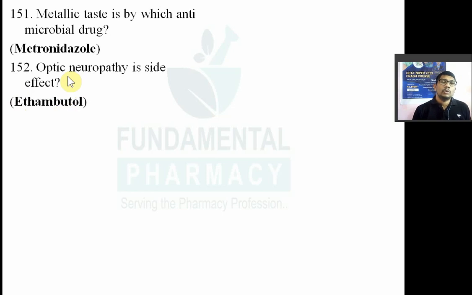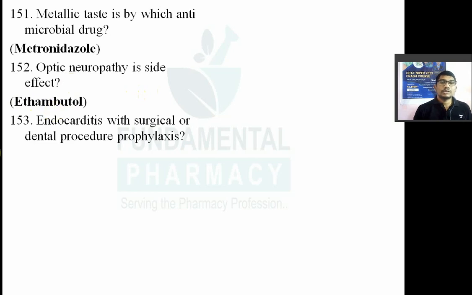One more drug is there, isoniazid, used in tuberculosis. That drug causes peripheral neuropathy as well as optic neuropathy. To prevent the peripheral neuropathy caused by isoniazid, vitamin B6 is used. And ethambutol causes optic neuropathy. Remember, optic neuropathy. Question number 153, endocarditis with surgical or dental procedure prophylaxis.